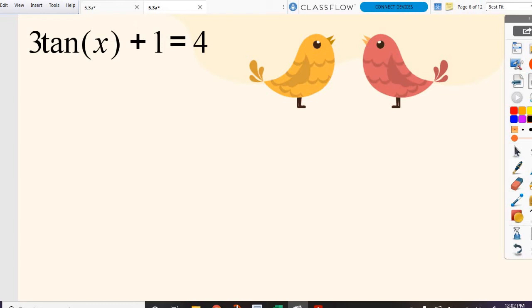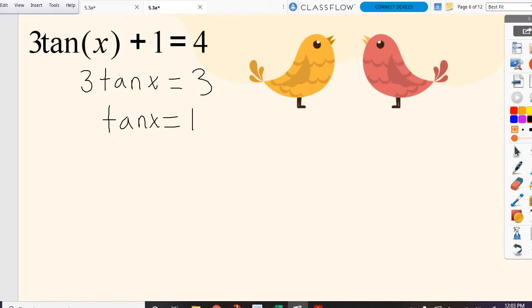So my steps are still going to be the same to isolate. The only difference is when we actually start trying to figure out what x values make our tangent true, that part's going to be a little bit different. But in order to isolate, what's going to be our first step? Which gives us 3. And then if we divide by 3, we get 1. Yeah?